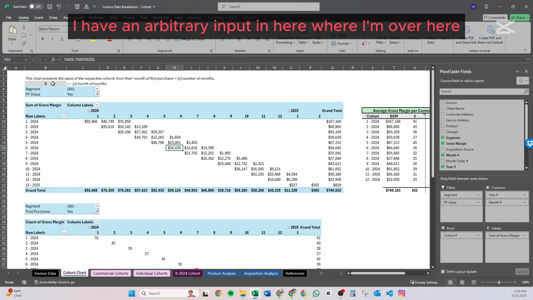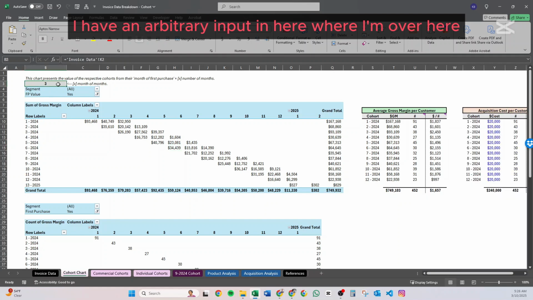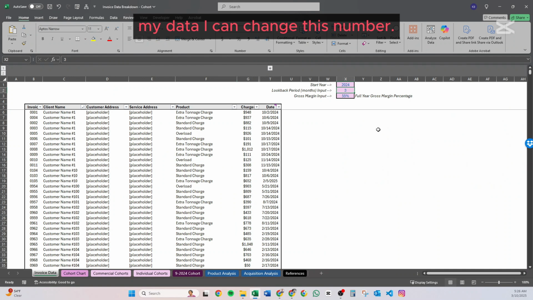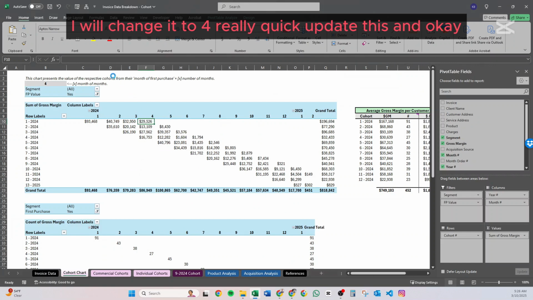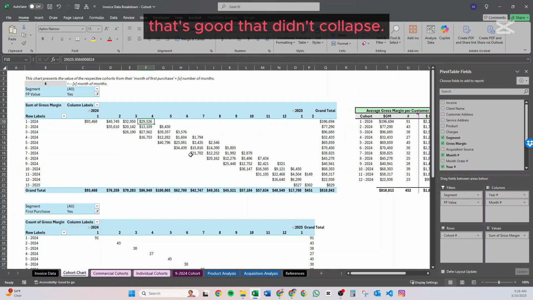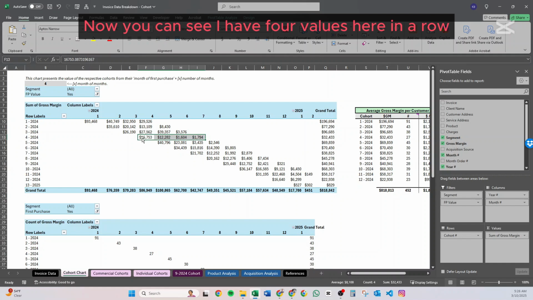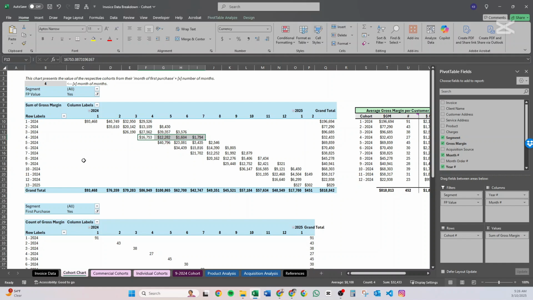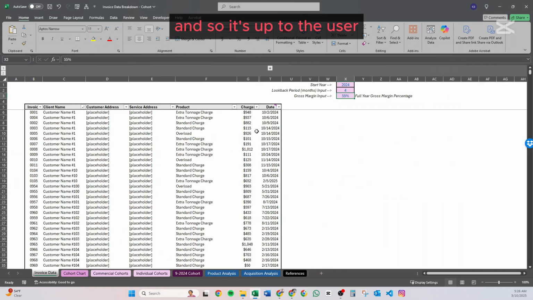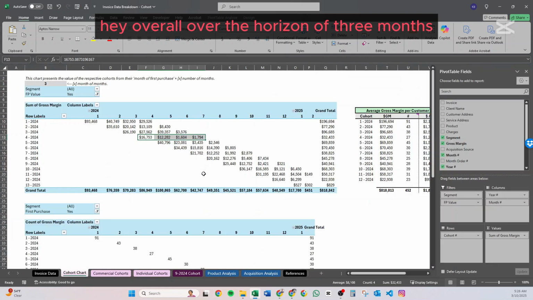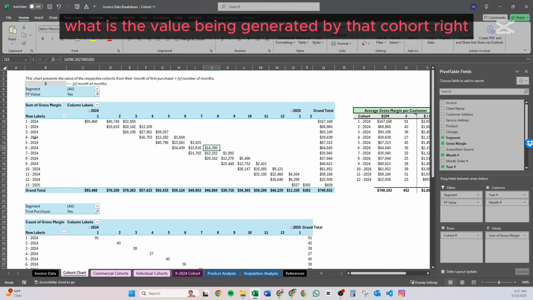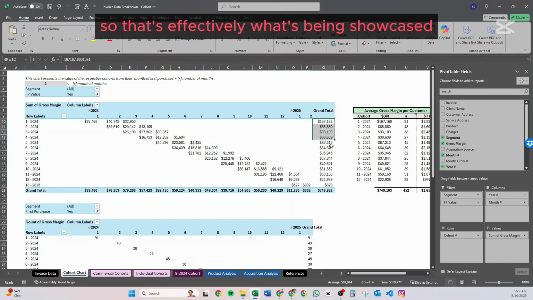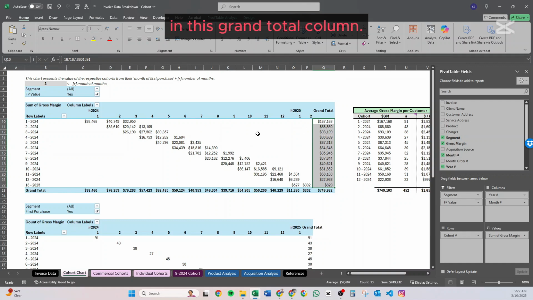Now, I have an arbitrary input in here over in my data, I can change this number. I'm gonna change it to 4 really quick. I'm gonna update this and okay, that's good, they didn't collapse. Now you can see that I have 4 values here in a row. It's up to the user, but in this particular case, I wanted to show this owner, hey, over the horizon of 3 months, what is the value being generated by that cohort, right? That's effectively what's being showcased in this grand total column.